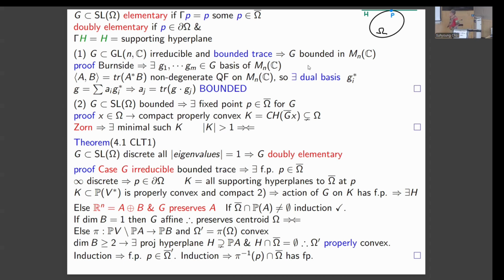Okay, so a couple of propositions. This is nothing to do with projective geometry. If you have a subgroup of the general linear group over the complex numbers, if it's irreducible and there's a uniform bound on the traces of every element in G, then in fact, there's a uniform bound on all the entries in all the matrices. And this is a simple consequence of a theorem of Burnside.